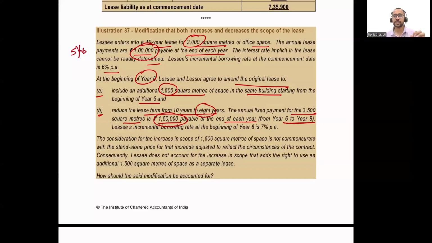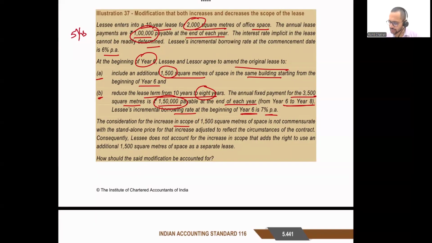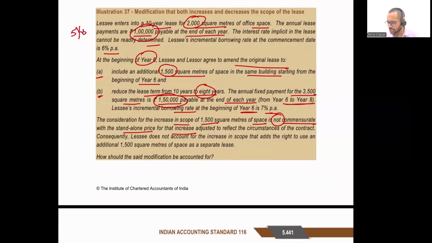So the lease payments that are going to be made in future are 1,50,000 per annum. The lessee's incremental borrowing rate at the beginning of year 6 is 7% per annum. The consideration for the increase in scope of 1500 square meters of space is not commensurate with the standalone price for that increase, adjusted to reflect the circumstances of the contract. So the consideration that we are paying for the increase in scope is not commensurate with the standalone price.